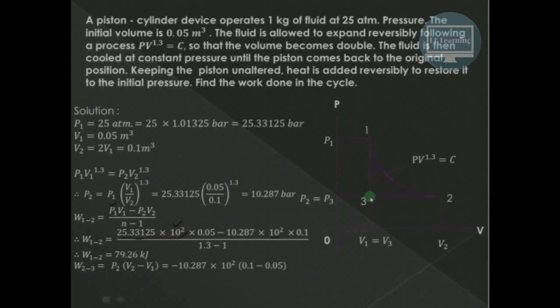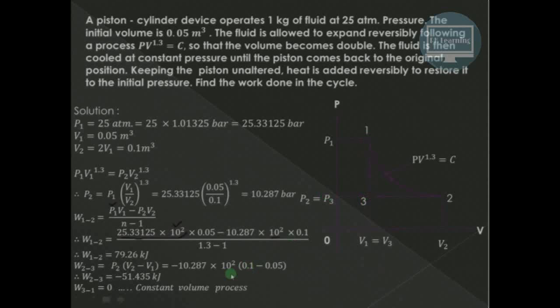Now work done during the constant pressure process, we know that it is pressure into change in volume. But as the volume is decreasing over here, it is a negative work. So again this pressure P2 is 10.287 bar. We have converted into kilopascal, and volume is from 0.1 minus 0.05, that is V2 minus V1. So there is a compression from V2 to V1, and that work we have considered as negative.